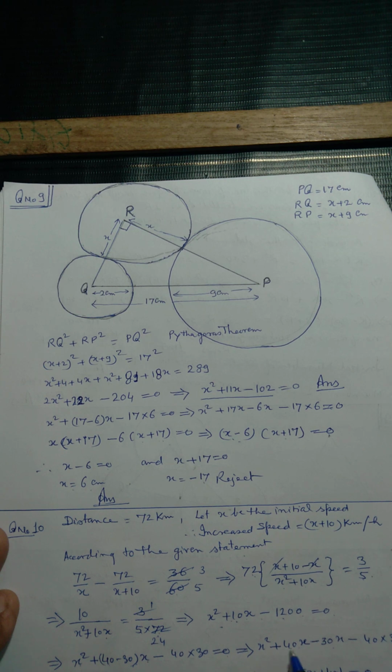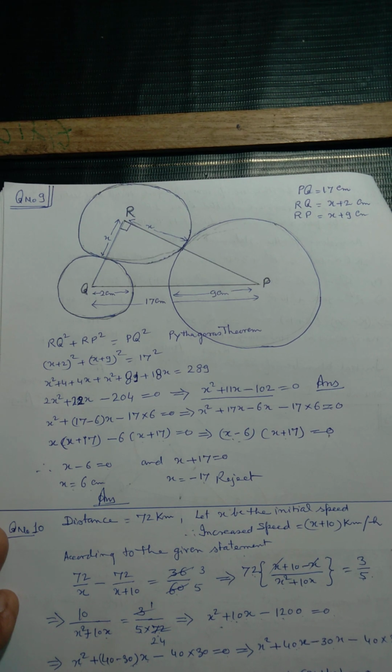Take out x common from the first two terms. We are having x outside the bracket, x plus 40 bracket closed. Now minus 30 common from the third and fourth term. Inside the bracket we are having x plus 40 bracket closed equal to 0. So take out x plus 40 common, and we are having x minus 30.